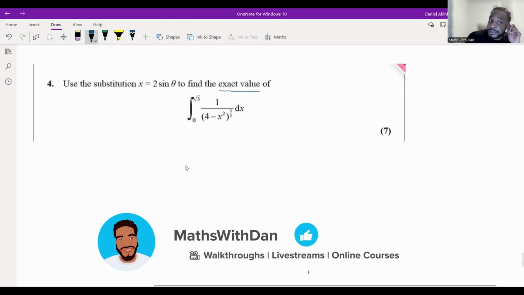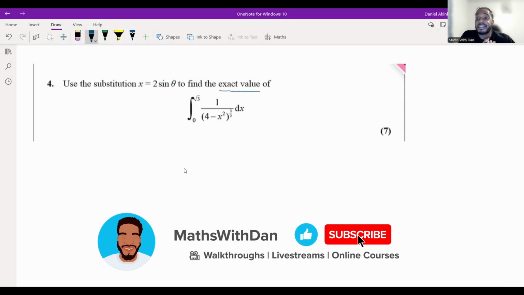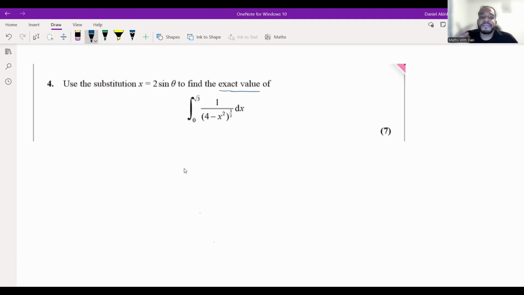So it says use the substitution x is equal to 2 sine theta to find the exact value of the integral between 0 and root 3 of 1 over (4 minus x squared) to the power 3 over 2 dx. Now, remember, you're dealing with an integral in terms of x. You want to get this integral in terms of theta, because the integral as it is is not a nice one. We don't know how to integrate that. So we need to use a change of variable, in this case theta, to integrate it.